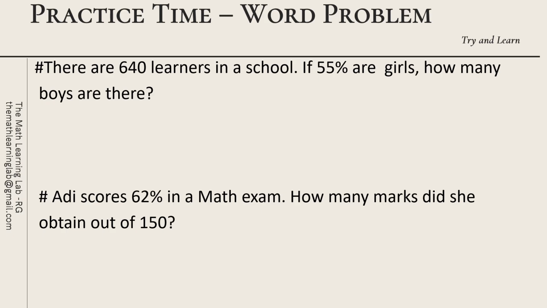A few word problems to try. There are 640 learners in a school. If 55% are girls, how many boys are there? So think, if 55% are girls, what percent are the boys? You will do 100 minus 55, which is 45%. So you will do 640 times 0.45. Or there is another way you can do it. Calculate 55% of 640 and subtract that number from 640. The second one I'm leaving you to try on your own.